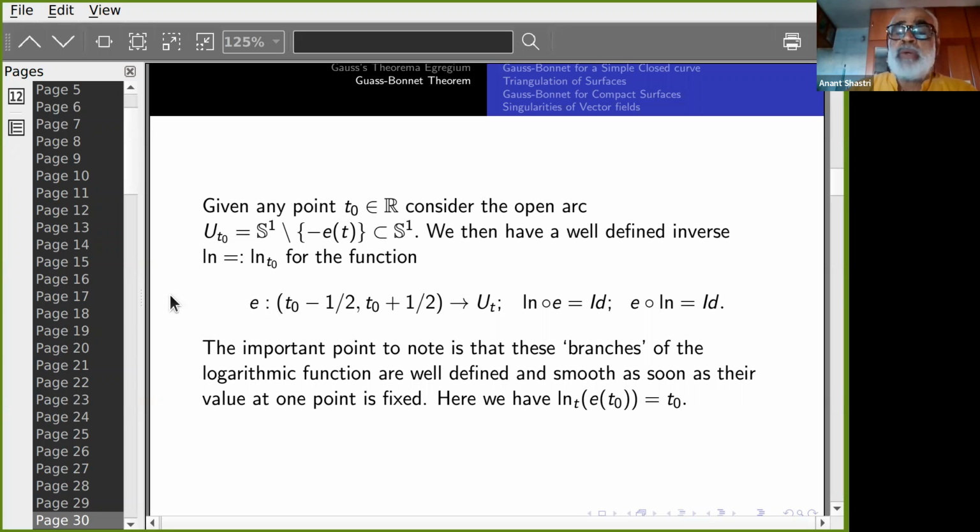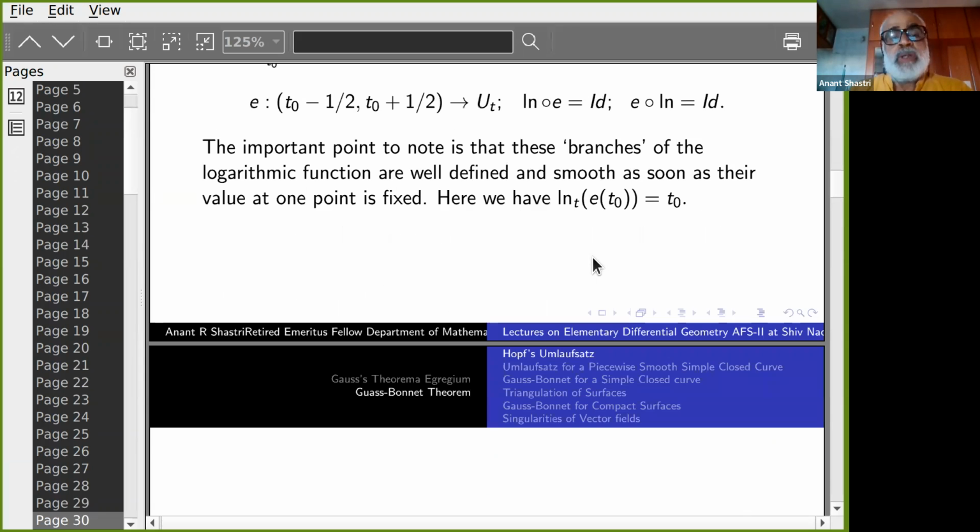Okay, e is defined on the whole of R, but the logs are defined only on the deleted circle. A point has to be deleted. Okay, here ln t0 of e(t0) is t0. Okay, one value you have to pick up out of all the infinitely many values. So the infinitely many values will give you infinitely many branches of the logarithm function.